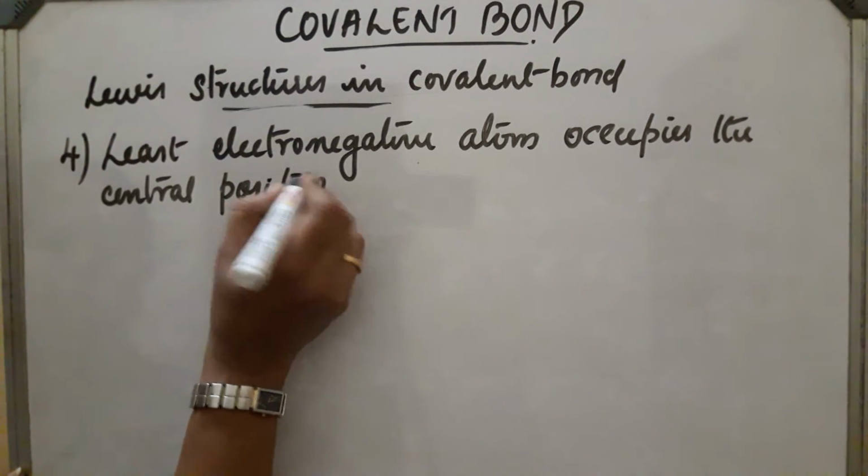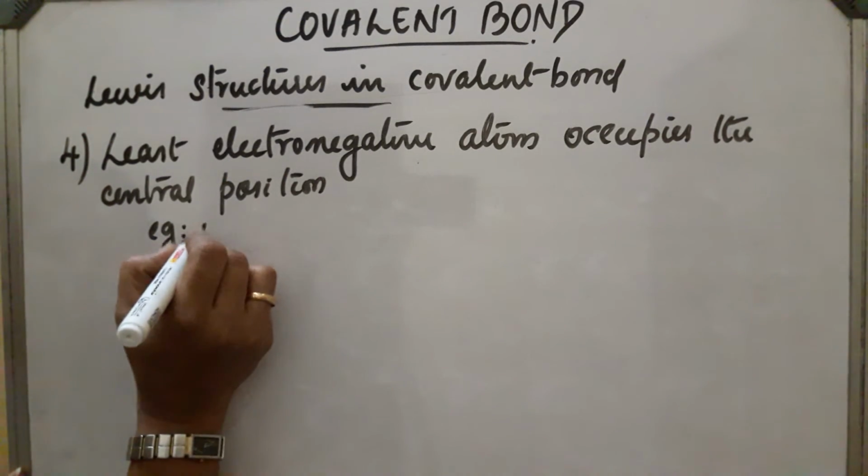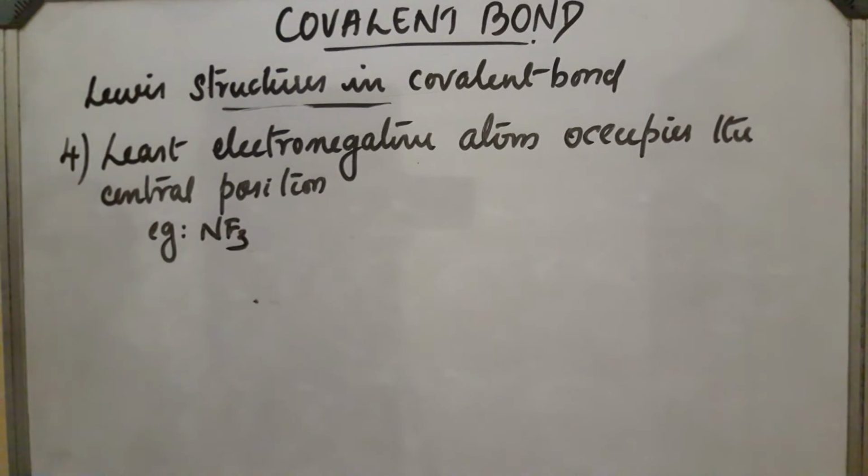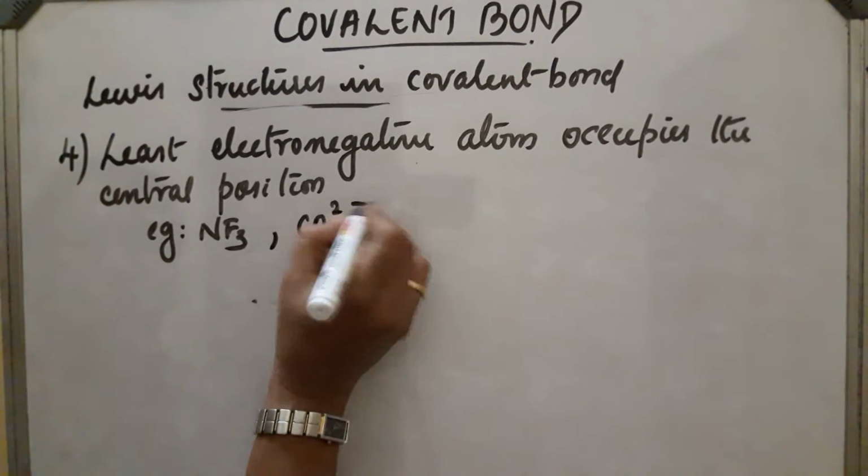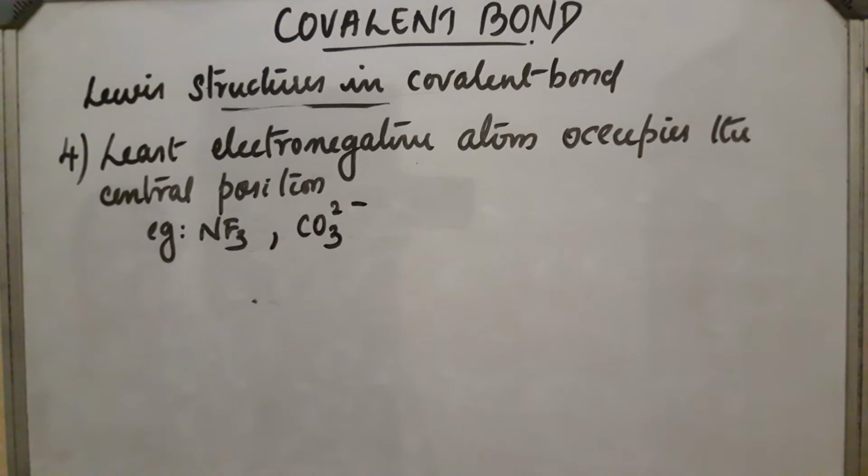Example, NF3. Nitrogen is least electronegative, so the central atom is nitrogen. Then CO3 2 minus, carbon is at the central position.